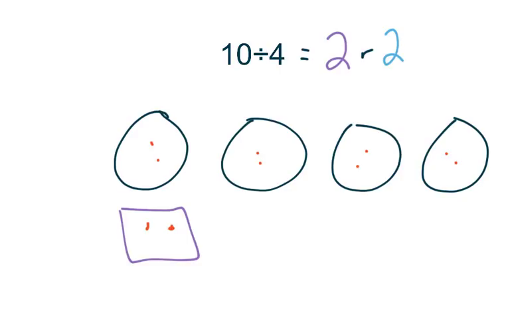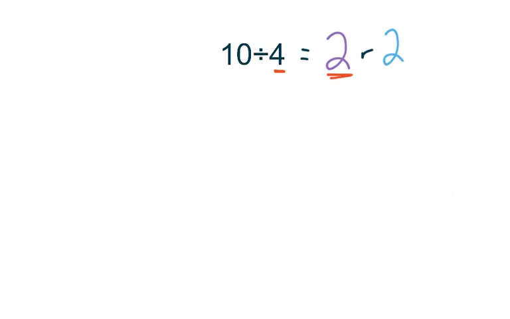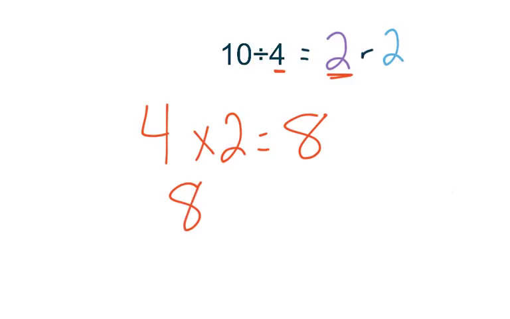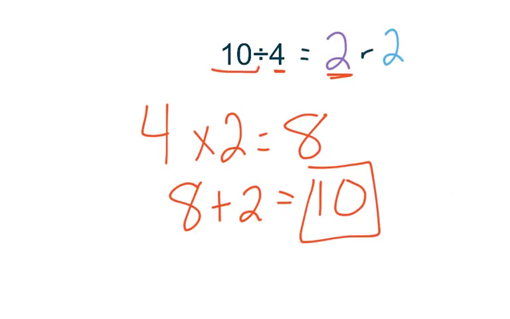Now, one way for me to check my work with multiplication, because we know that division is the opposite of multiplication, is to take my divisor and multiply it times my quotient. So I would multiply 4 times 2, because my divisor is 4 and my quotient is 2, and I get a product of 8. And then I'd take my 8 and I'd add my remainder. 8 plus 2 is equal to 10. Whatever I get there should equal my dividend, which it does.